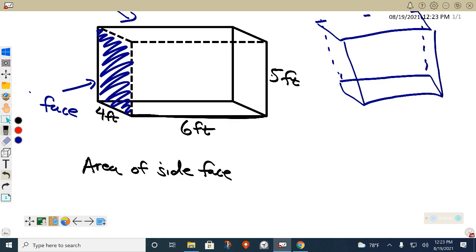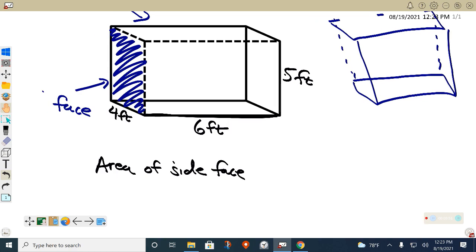Right there, that side face. What kind of shape is that side face? That's a rectangle. So look at the area of a rectangle formula. So let me put equal here. The area of the side face is going to equal, let me see, so it's a rectangle.